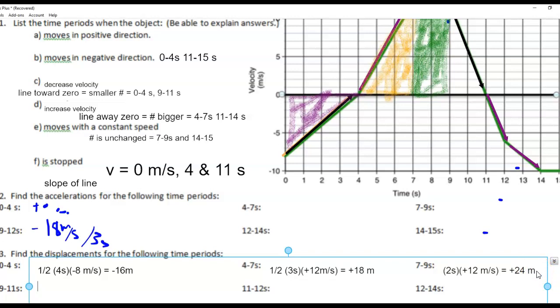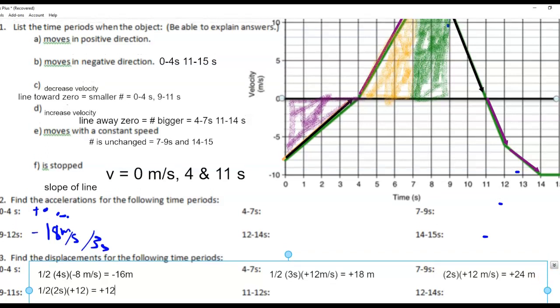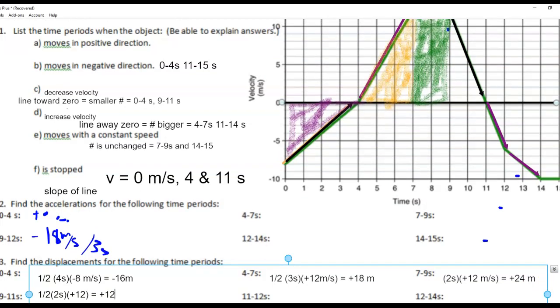So from 9 to 11 seconds, it's going to be another triangle, 1/2. The base is 2 seconds, and the height is still positive 12. So that's going to get you a positive 12. And that is this section that we're looking at here, that triangle. So that's positive 12 meters. Almost done, guys. A couple more.